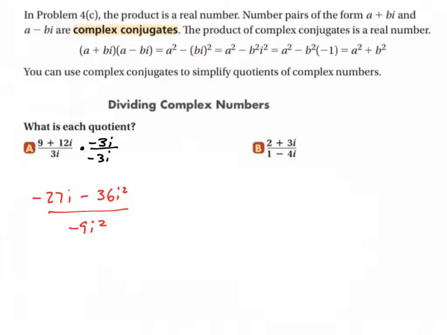Well, keep in mind the i squared in this case. This is really going to look more like this. We're going to have -27i minus 36 times -1 over -9 times -1.